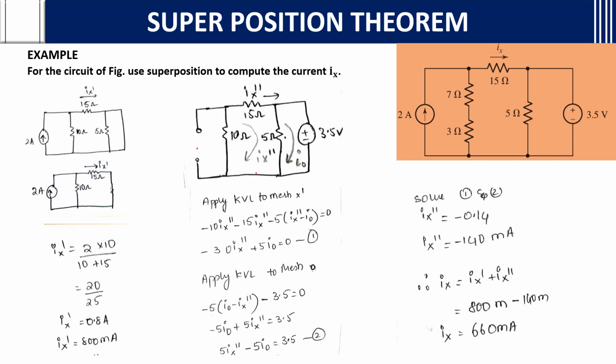Ix double dash will be minus 140 milliamperes. To get the total effect of the current source as well as the voltage source on the network, you need to add up Ix dash plus Ix double dash. 800 milli minus 140 milliamperes, you will get 660 milliamperes. See, it is very easy. We remove one voltage source or current source and find the effect, and again keep the other one active, and you get the other current. Add them, and you will get the current across whichever resistance they asked.